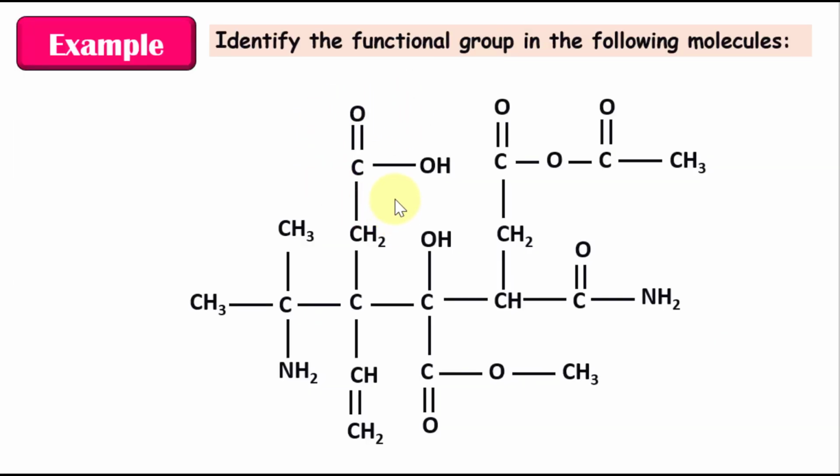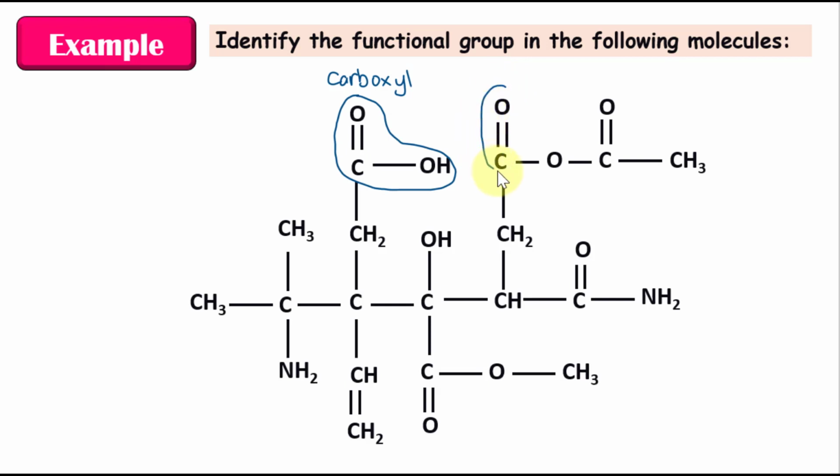So let's have a look at how to identify the functional groups in molecules. First, let's circle the functional group that we spotted. Here we have the C(=O)OH. So this is the carboxyl group. Remember, it is not a carboxylic acid. Carboxylic acid is the class of compound. The carboxyl group is its functional group.